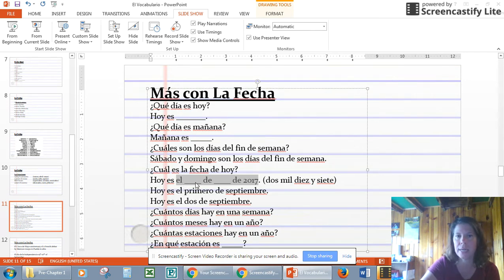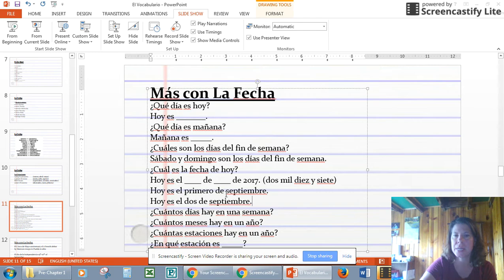You wouldn't have to write it out. El 11 de agosto, you put the month in this blank. De 2017. So the only thing that you really have to write out fully is the month here in this blank. Otherwise, you put the number here and put the number here. Just a couple ways to say the date to practice.